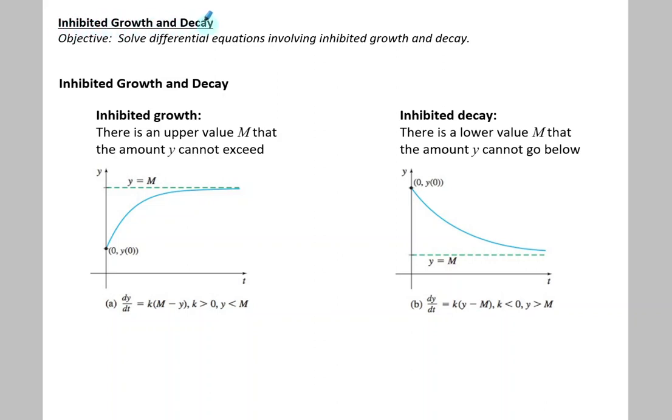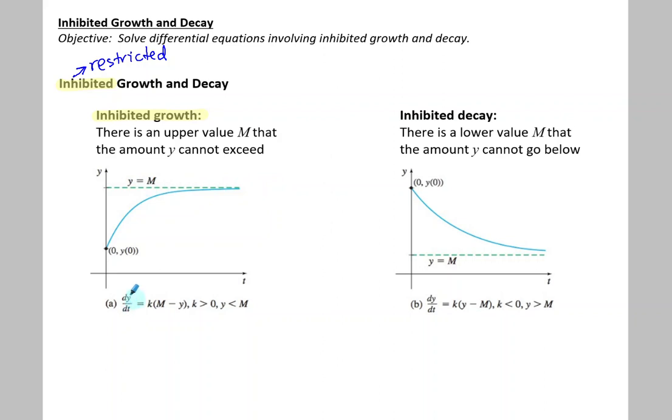Inhibited growth and decay. Our objective is to solve differential equations involving inhibited growth and decay. Inhibited, remember, means restricted or hindered. So we have inhibited growth, which is where there is an upper value, call it m in this picture, that the amount y cannot exceed. Notice that it looks like it's growing exponentially, and then it kind of peters off and gets closer and closer to that amount.